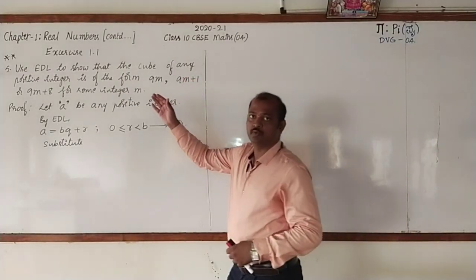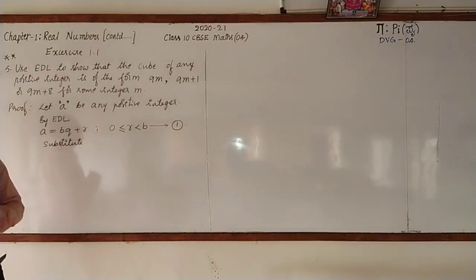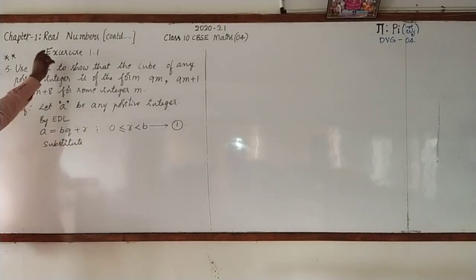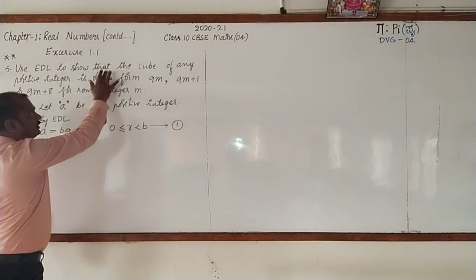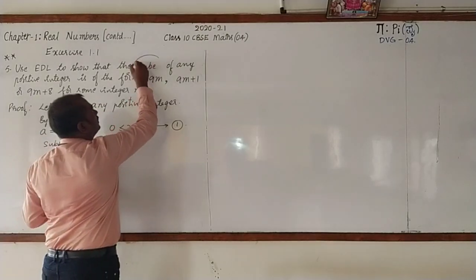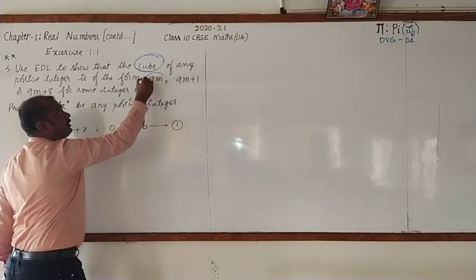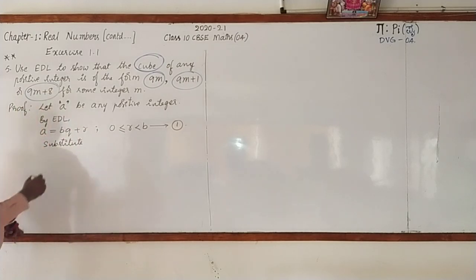Yes, go through. Fifth one. It is also of the same type, but the cube is given. Go through the given statement. Use Euclid's division lemma to show that the cube of any positive integer is of the form 9m or 9m plus 1 or 9m plus 8.